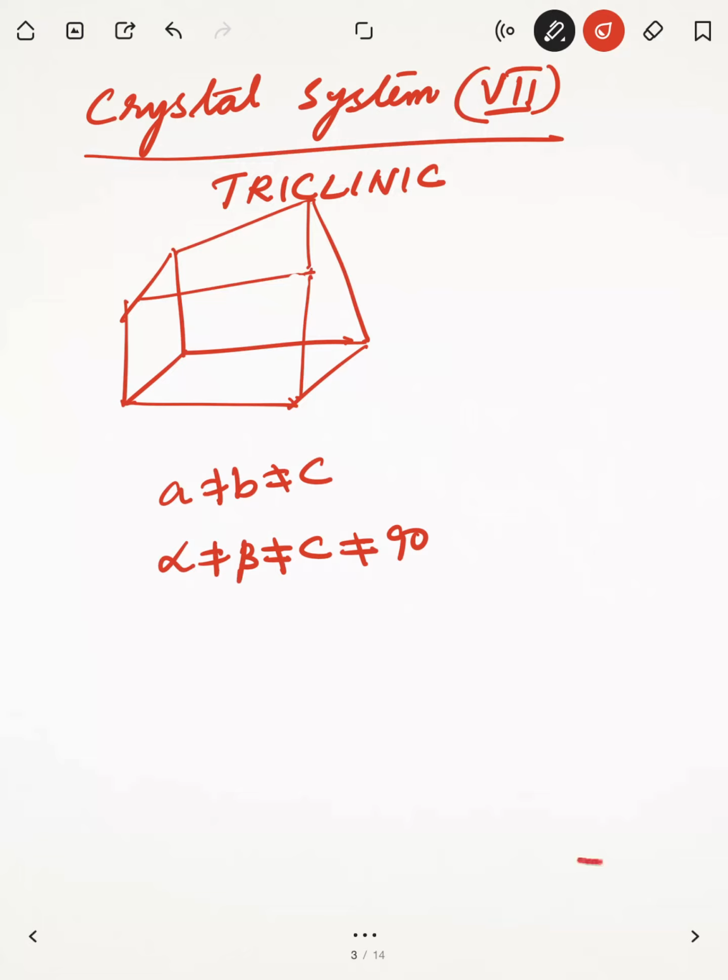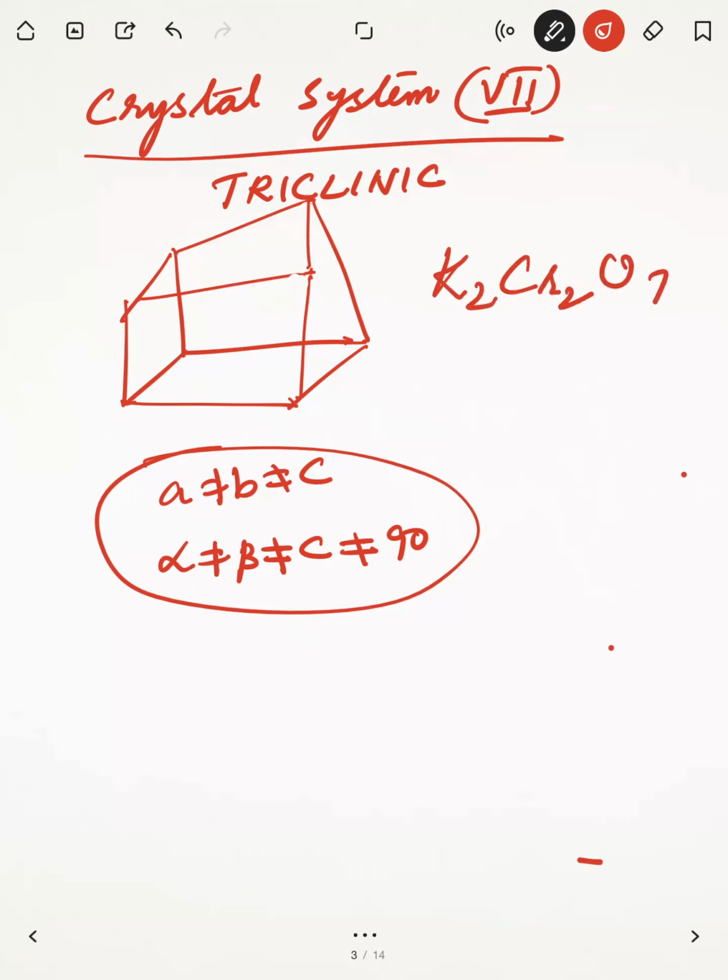This is triclinic. The conditions are A is not equal to B is not equal to C, and all angles are also different. Example, K2Cr2O7, that is potassium dichromate, orange crystals of potassium dichromate.